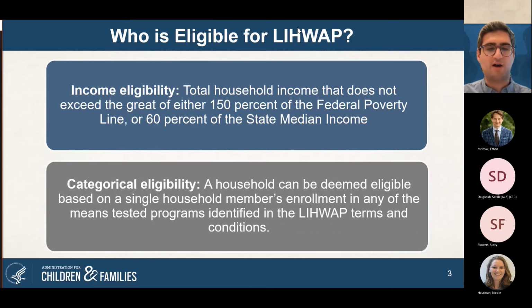For purposes of LIHWAP, categorical eligibility refers to a determination that a household is eligible for LIHWAP assistance based on enrollment in another means-tested program, including the Temporary Assistance for Needy Families, TANF, the Supplemental Nutrition Assistance Program, SNAP, Supplemental Security Income, SSI, the Low Income Home Energy Assistance Program, LIHEAP, or means-tested veterans programs.